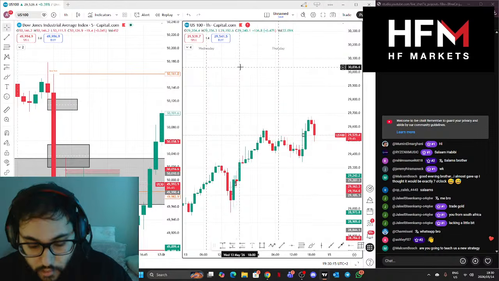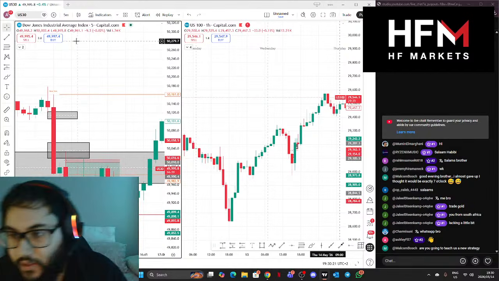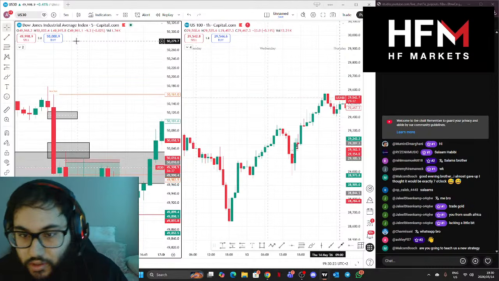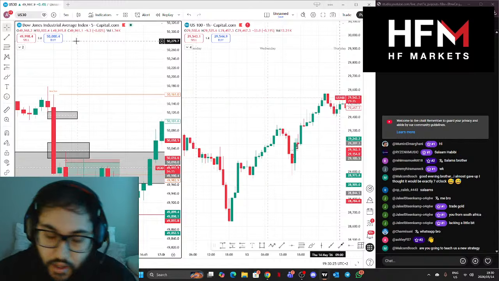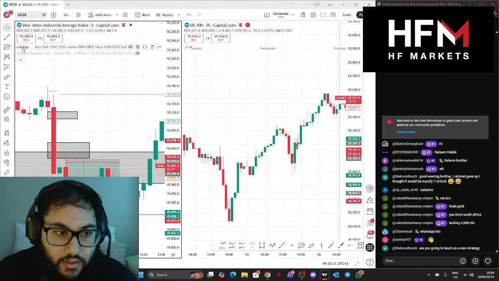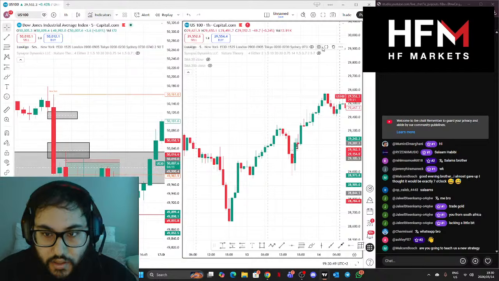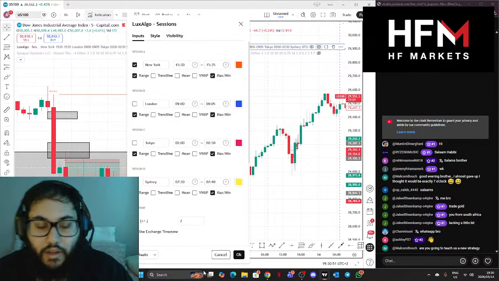So what we do is we don't trade throughout the day. We only trade during the New York session. Let's just look at an example. First things first, you're gonna need this indicator. It's called Sessions by LuxAlgo. If you go on the indicators tab, it should come up there. Sessions LuxAlgo. You can change the settings here. There we go. You'll see the settings here.